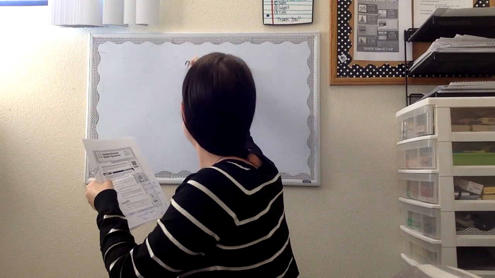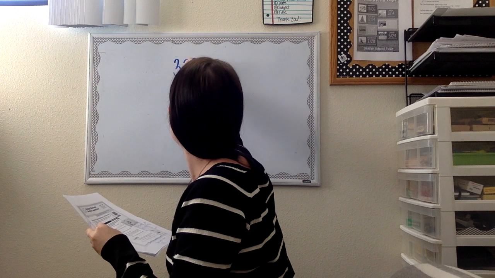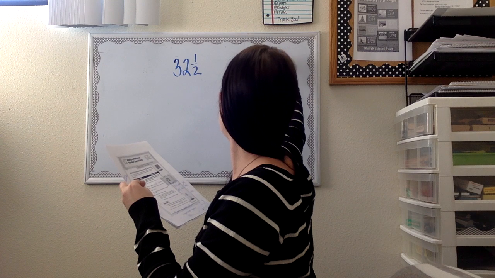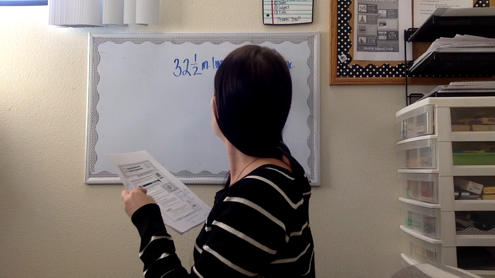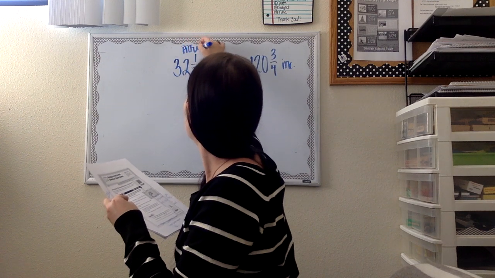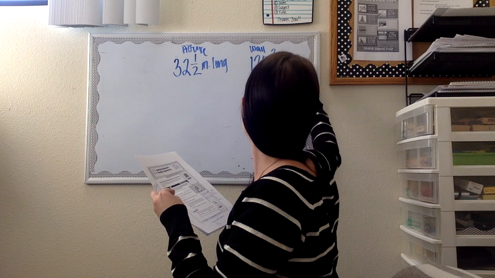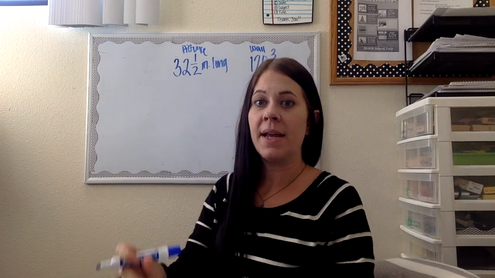So John is hanging a picture. He wants to center it horizontally on the wall. The picture is 32 and a half inches long. And the wall is 120 and 3/4 inches long. So this is the picture. This is the wall. And I think that it's important for you to write down the important information.